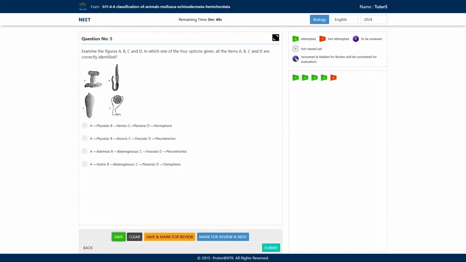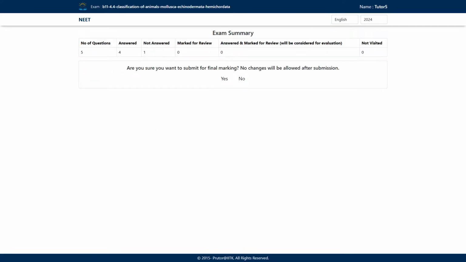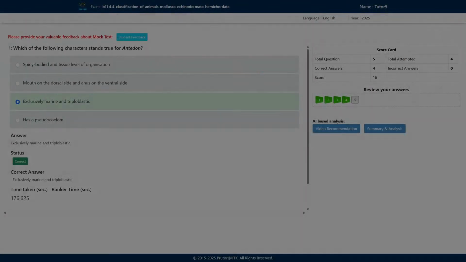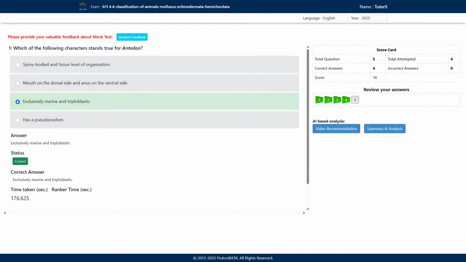Here the correct answer is option number C. So A is Adamsia, then B is Balanoglossus. So they have proboscis, they have collar, and then they have this trunk. Then C is Fasciola. And then the last one is Pleurobrachia. So this is the correct identification of A, B, C, and D. Clear? We can submit the answers now. So all our answers are correct.